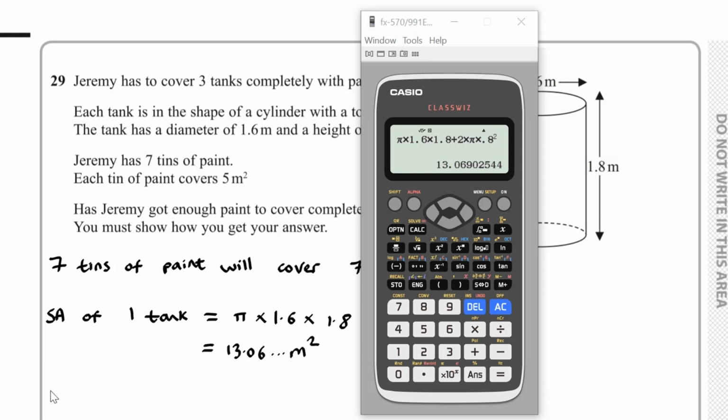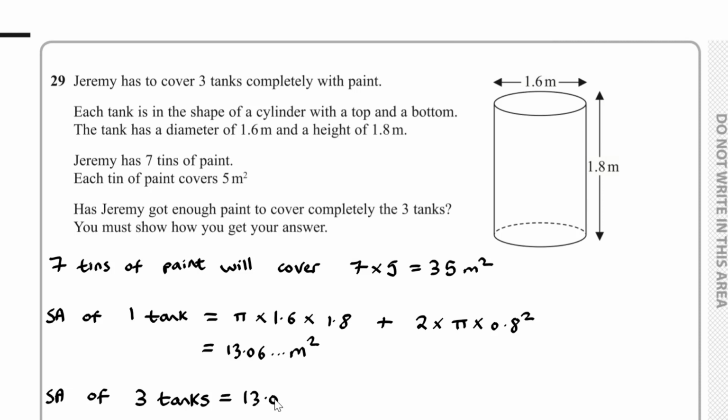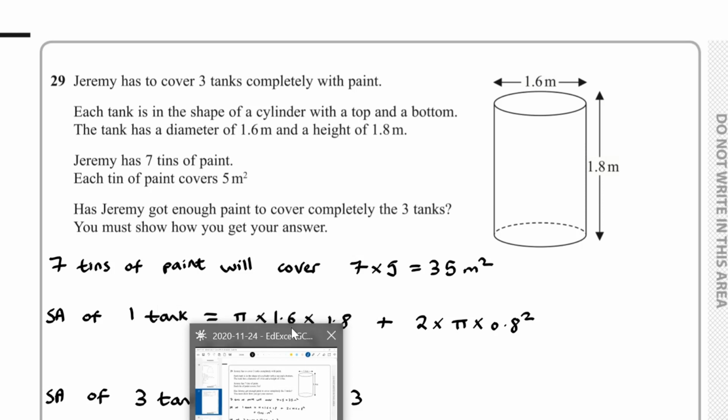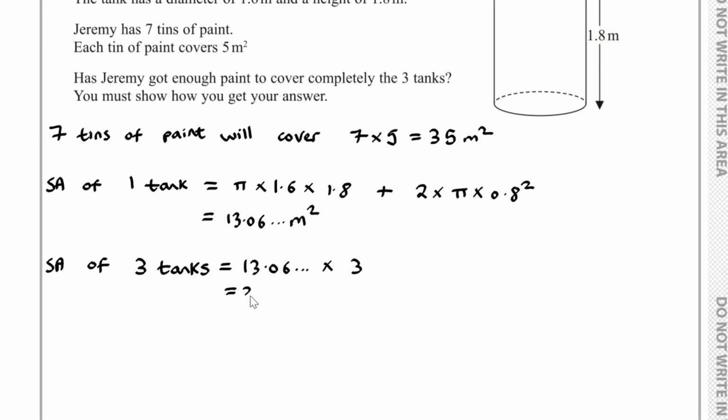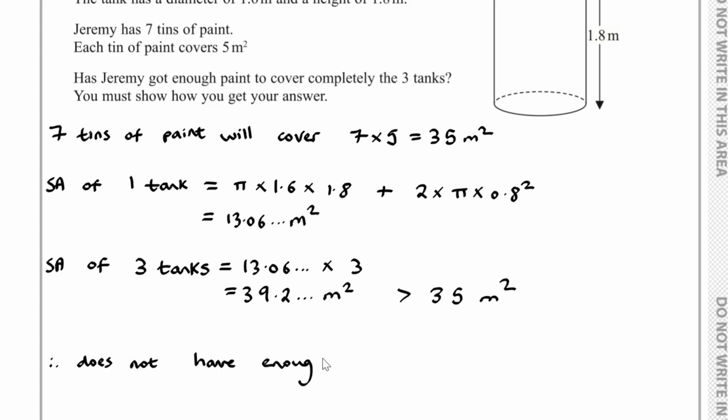meters squared, and therefore the surface area of 3 tanks, that's going to equal this multiplied by 3, so it turns out we get 39.20. So we get 13.06 etc. multiplied by 3, which is, if we work this out, 39.2 etc. meters squared. And therefore, because this is greater than the 35 meters squared, we can conclude that he does not have enough paint.